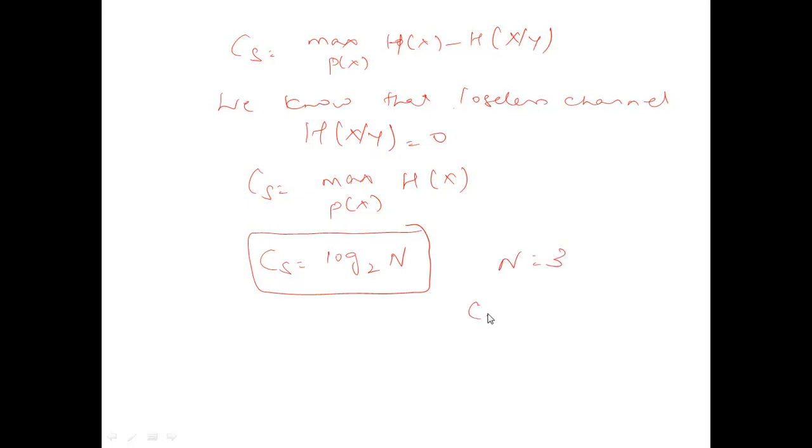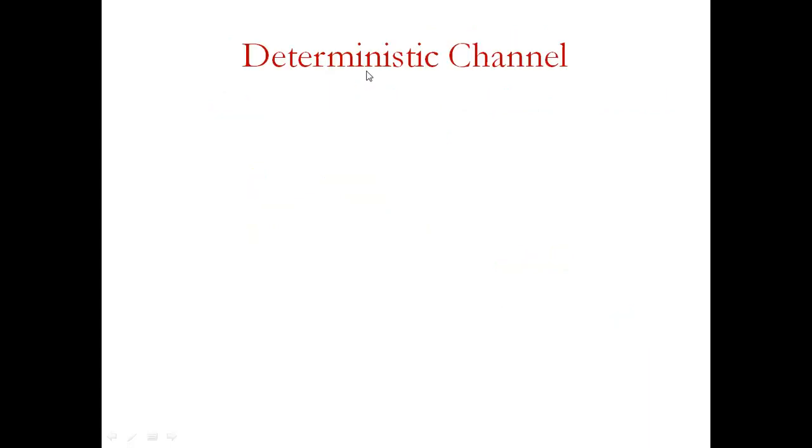So we can also write CS equal to log base 2 of 3 for our example, whereas the general formula is CS equal to log base 2 of capital N. Next is the deterministic channel. We say the channel is deterministic when the sender is sure about the receiver.